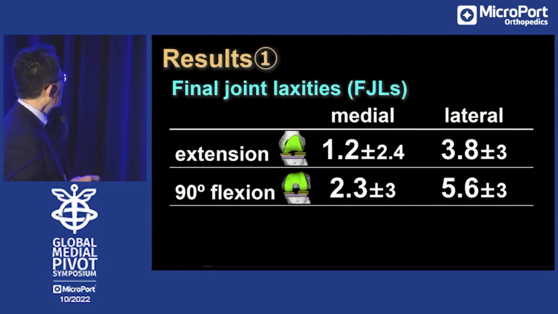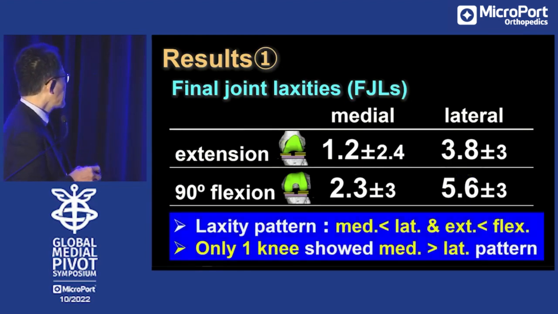This table demonstrates the final joint laxity. Looking at the pattern of laxity, the medial laxity is smaller than lateral, both in extension and flexion. And also, extension laxity is smaller than flexion, both in medial and lateral. In this series, almost all knees demonstrated this pattern of laxity, and only one knee showed the larger medial and lateral laxity pattern.